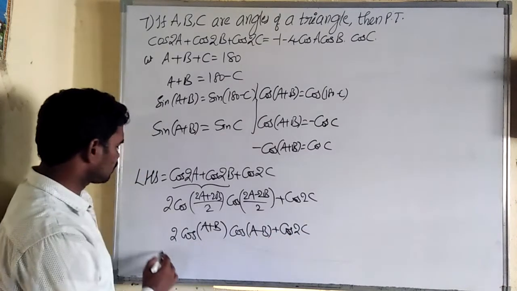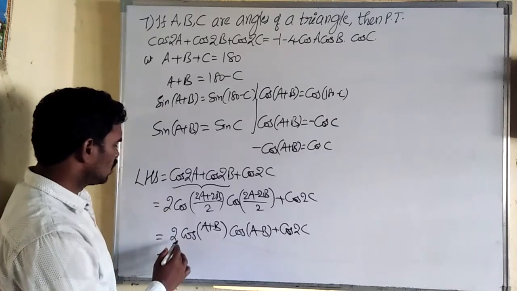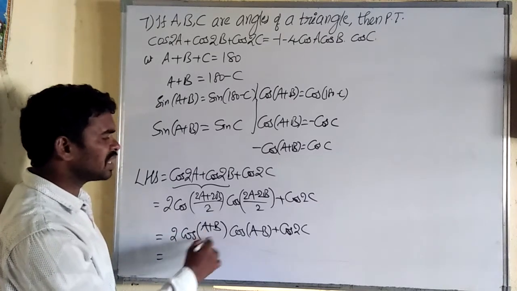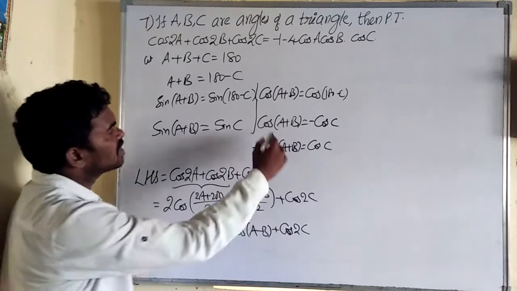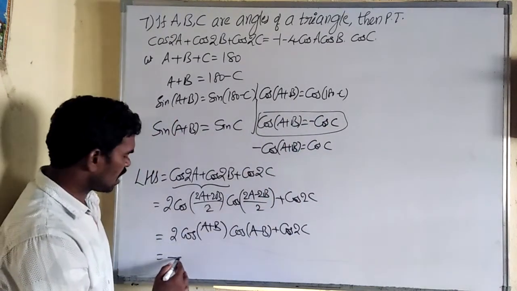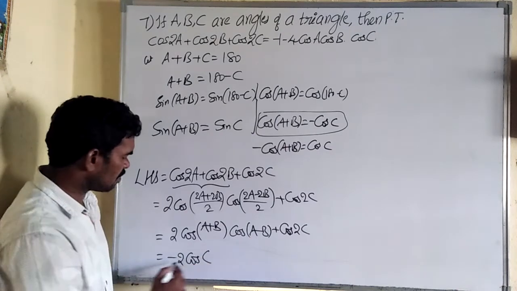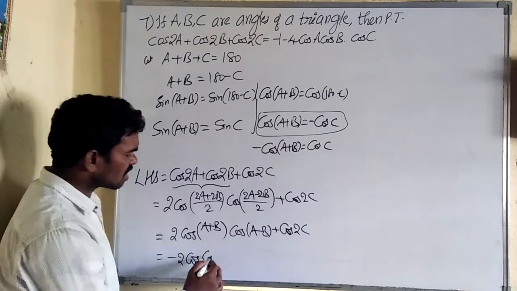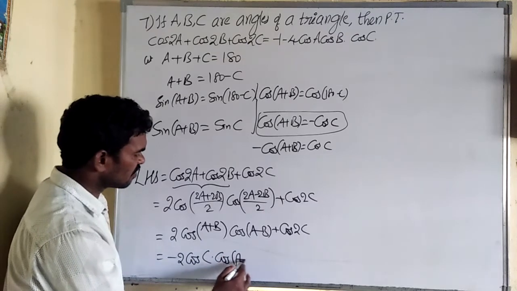So now LHS is equal to cos of A plus B, which means minus cos C. So instead of cos of A plus B, I write minus cos C. And cos of A minus B stays as it is, cos of A minus B.